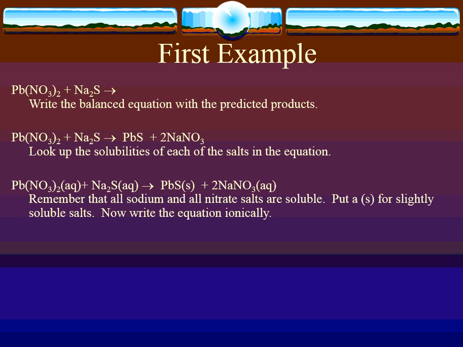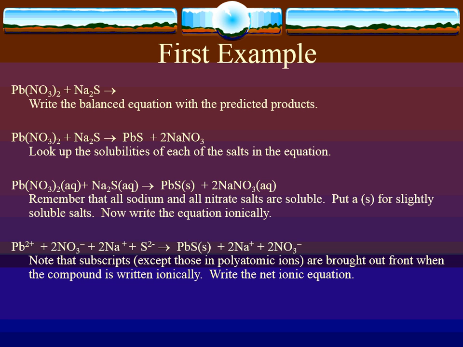And now I'm going to break apart all of my aqueous compounds into their individual ions. So my lead becomes a +2. The 2 behind my nitrate is pulled out in front to give me 2 NO3⁻. Same thing happens with my sodium sulfide. The 2 from behind the sodium comes out front for 2 Na⁺, and my sulfide is a -2 charge. On the product side, my lead(II) sulfide is solid, so that remains, and I break apart my sodium nitrate into 2 Na⁺ and 2 NO3⁻.